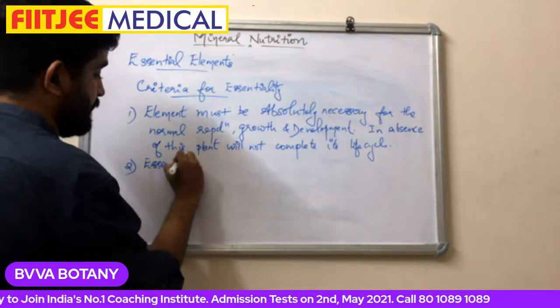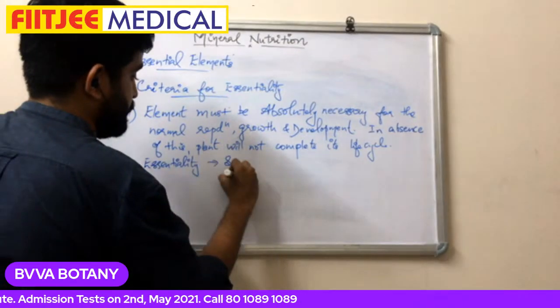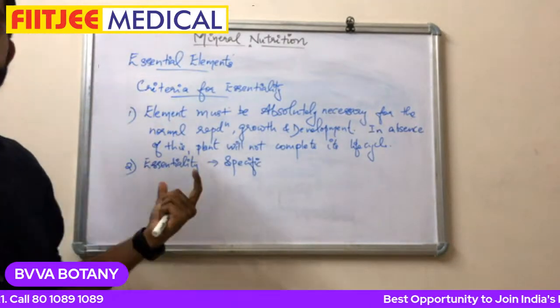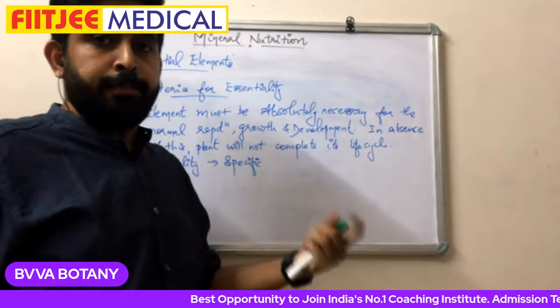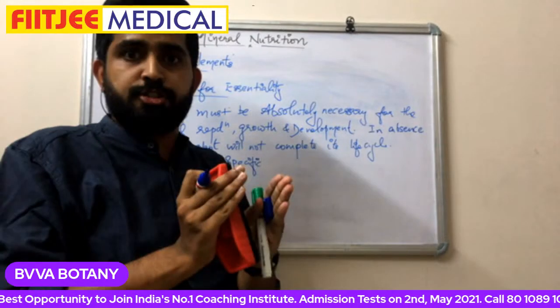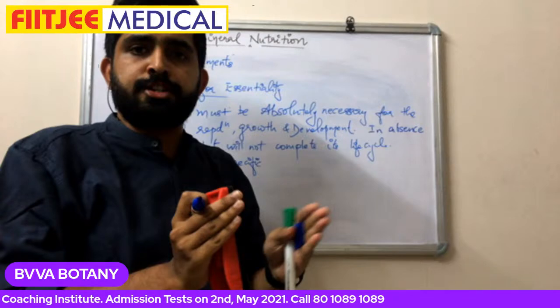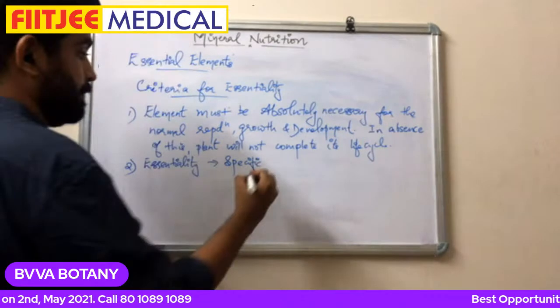So the essentiality should be specific, which means in absence of an essential element, the plant should not take it, or no other element can replace its position. It is like something very precious, right? If something is very precious, nothing can replace that particular thing. Same thing is applicable here. An essential element should not be replaceable.